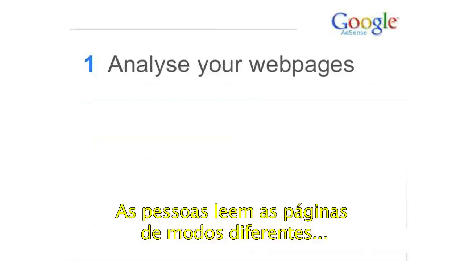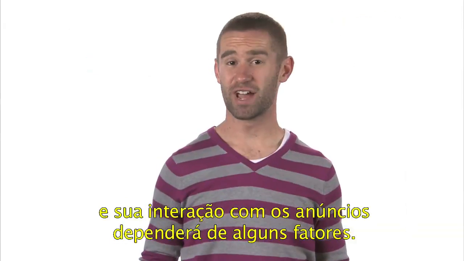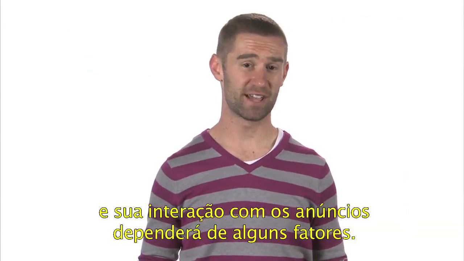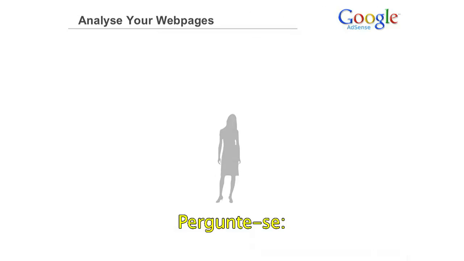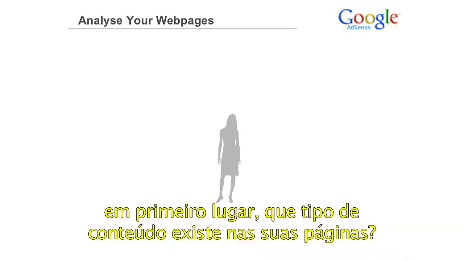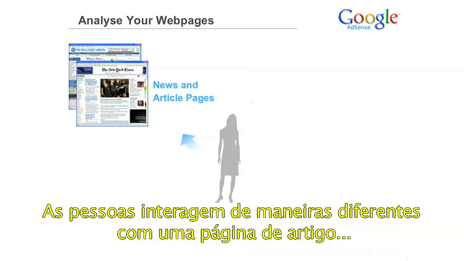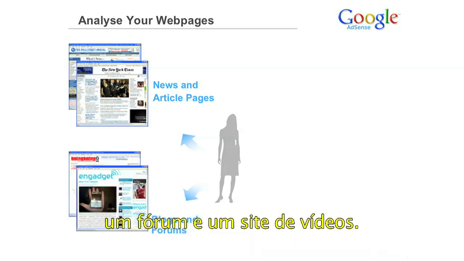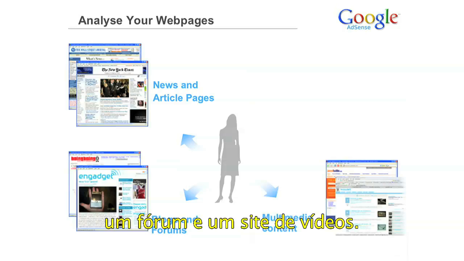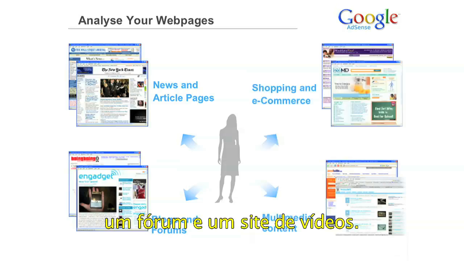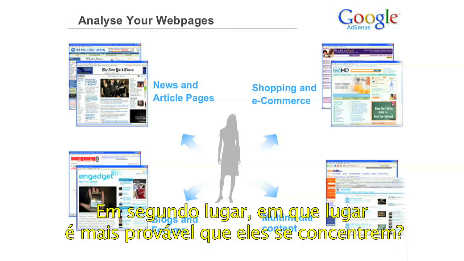People read pages in different ways, and their interaction with ads will depend on a few factors. Ask yourself these questions. Firstly, what type of content do you have on your pages? Someone will interact with an article page differently from a forum, and differently again with a video site. Secondly, where is their attention likely to be focused?